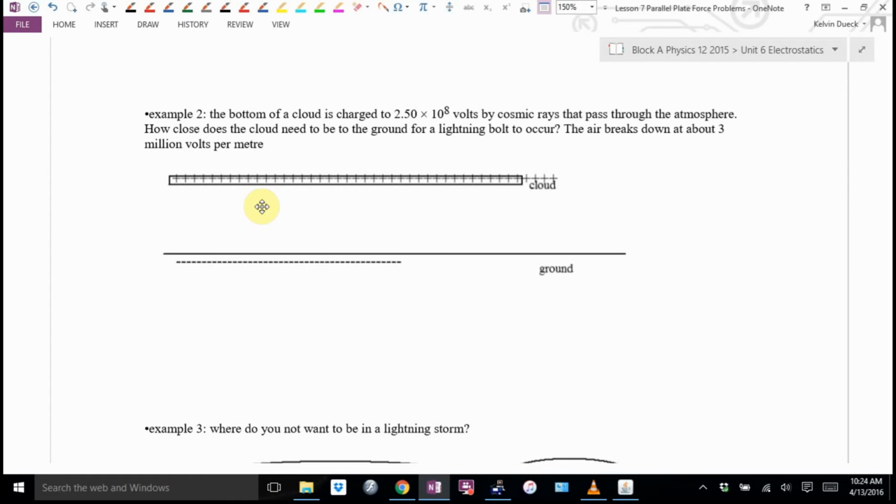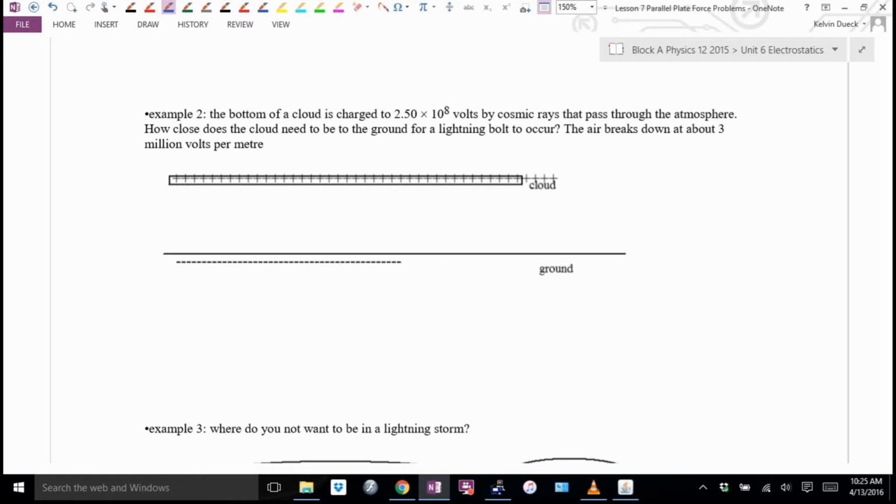Now, I know they're curved. The Earth is curved, and the thunderhead has bumps. This is a rough simulation, but it's pretty good. So suppose the bottom of a cloud is charged to 2.5 times 10 to the 8th volts by cosmic rays that pass through the atmosphere. How close does the ground need to be for a lightning bolt to occur?